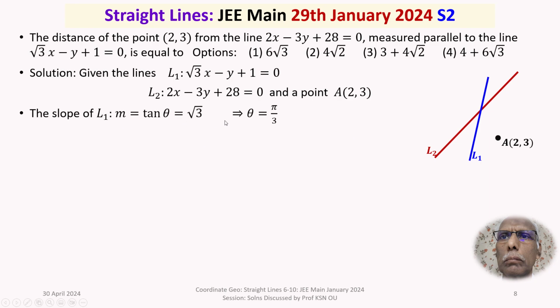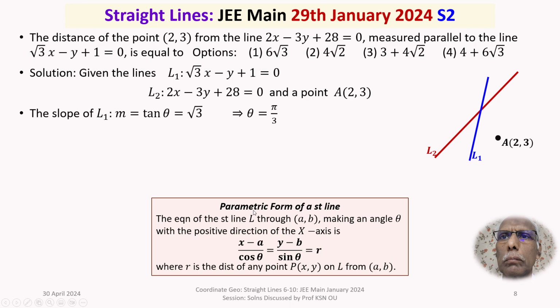Now we want to find the distance of this point A (2, 3) on the line L2 measured parallel to L1. Because it is to be measured parallel to L1, the slope of L1 and the slope of the line through A must be equal. The slope of L1, look at L1: √3x - y + 1 = 0, so m = tan θ = √3. So tan θ = √3 will imply θ = π/3. Right.